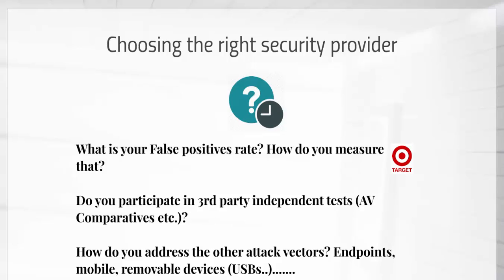False positives are critical and too often overlooked. The recent Target attack was overlooked and not taken seriously as they had previously received too many false positives. If a security vendor does not participate in industry tests, how can they tell their solution is unbiasedly better? In regards to attack vectors, a true targeted attack will never use just one attack vector. So a solution that protects only a small part of the attack surface does not offer a valid response.